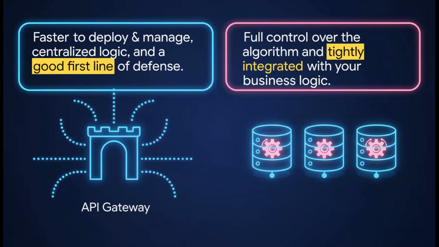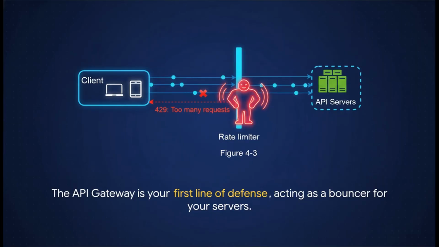On the other hand, we can put it way out front in something called an API gateway. This gives us centralized logic, it's way faster to deploy and manage, and it acts as this universal first line of defense for every service behind. For our purposes, the choice is pretty clear. The API gateway is the most strategic place to build our wall. Seriously, think of it like a bouncer at the front door of a nightclub. It checks every single request before it gets anywhere close to our expensive, precious API servers.